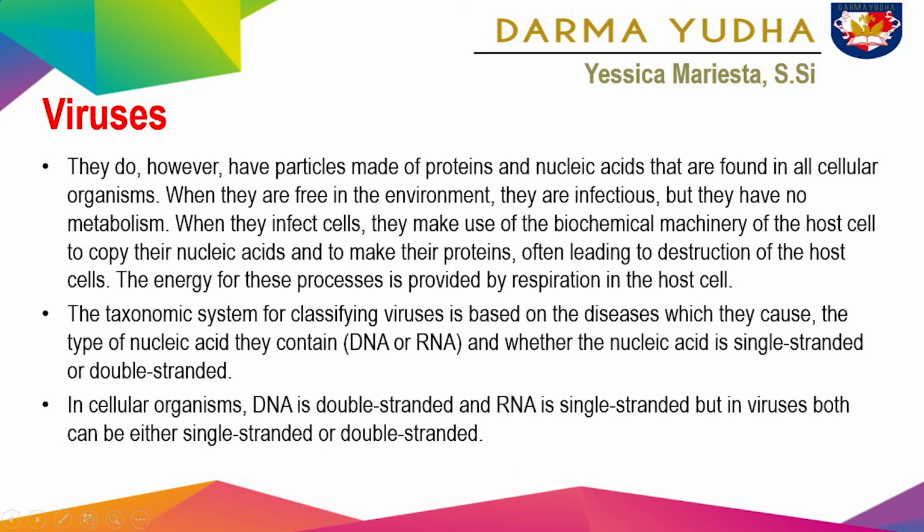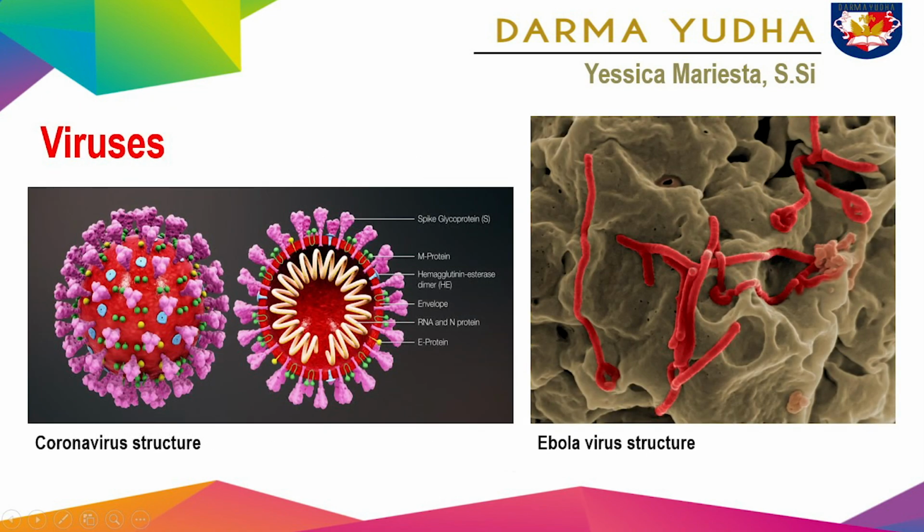The taxonomic system for classifying viruses is based on the disease which they cause, the type of nucleic acid they contain, whether it's DNA or RNA, and whether the nucleic acid is single-stranded or double-stranded. In cellular organisms, DNA is double-stranded and RNA is single-stranded, but in viruses, both can be either single-stranded or double-stranded. In this slide, you can see the pictures of the viruses.